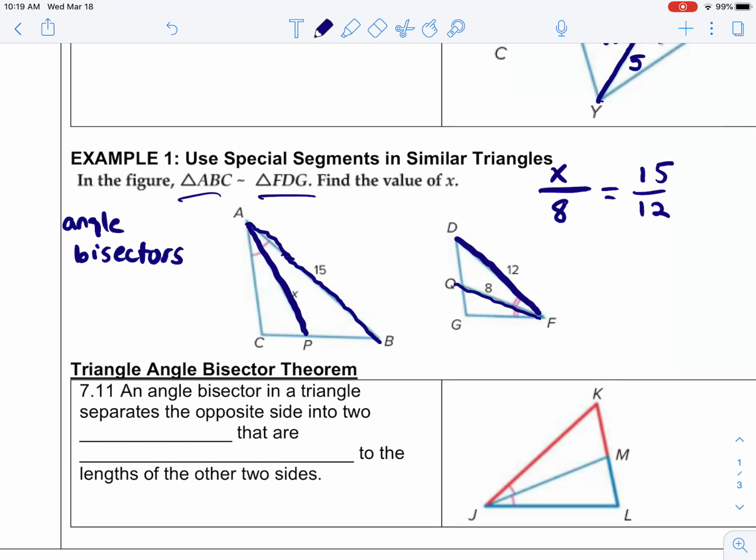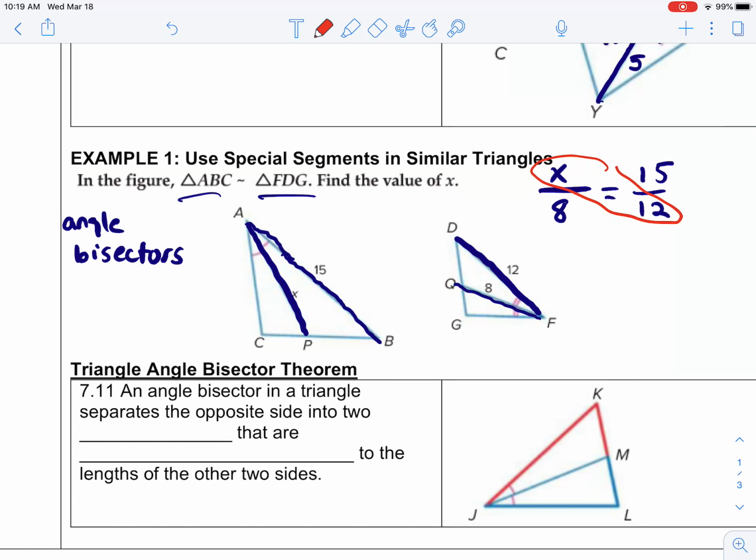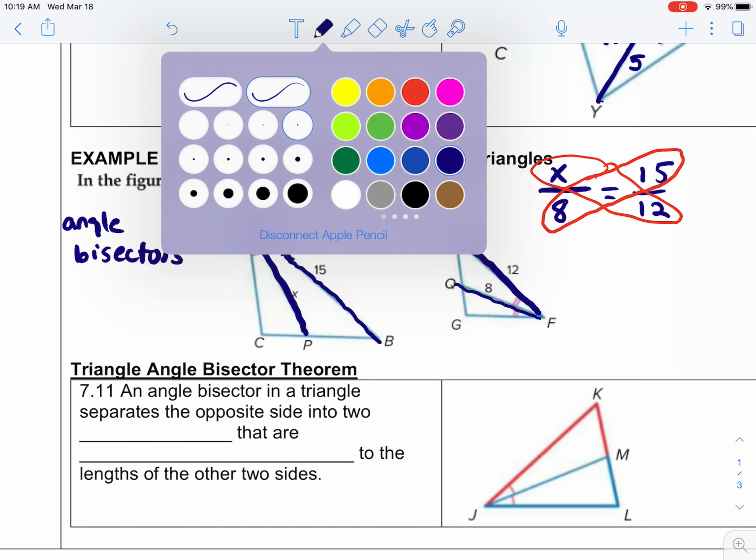All right, so now we're going to solve the proportion just like we have done throughout the unit. Again, I kind of like to use my cross multiply and divide. I know not everyone thinks that's the best method, but I'm going to continue to use it. It's easy.